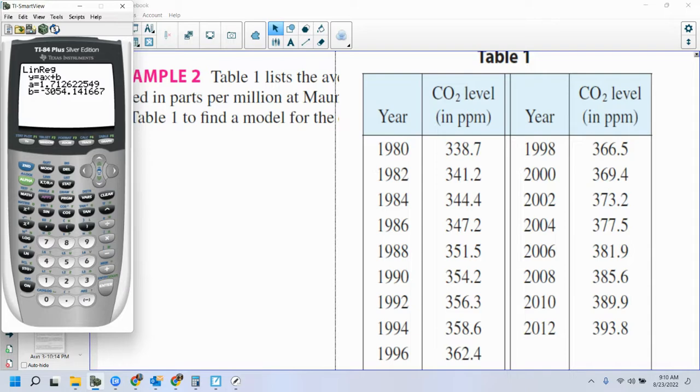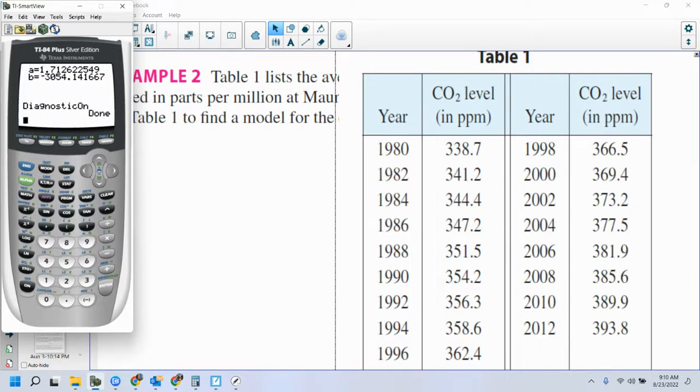Okay, it's not giving me my R value. Remember R value? R value is the strength of your correlation, right? Like we looked at the scatter plot and we were like, wow, that's really linear. But how do we represent that mathematically? By an R value, by a variance. So to get that R value, you have to turn on your diagnostics. To do that, you just hit second catalog. That's the best way to find it. And either hit D or scroll down to D and turn on your diagnostics.